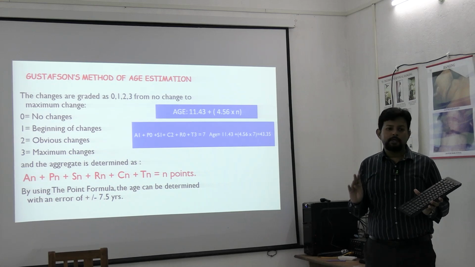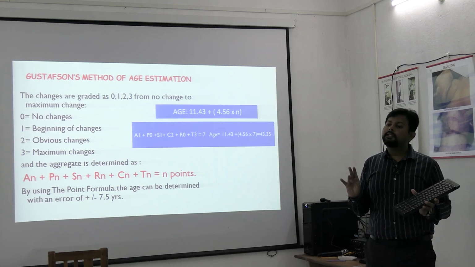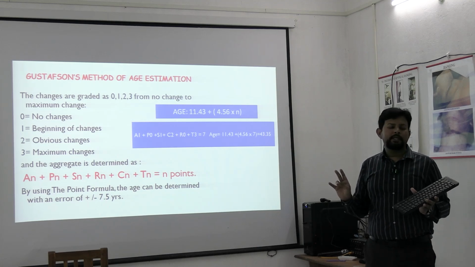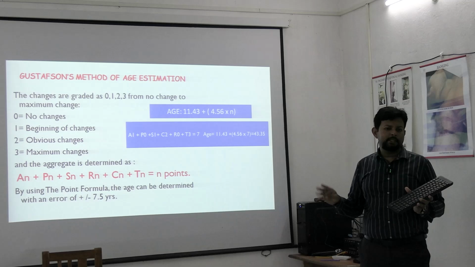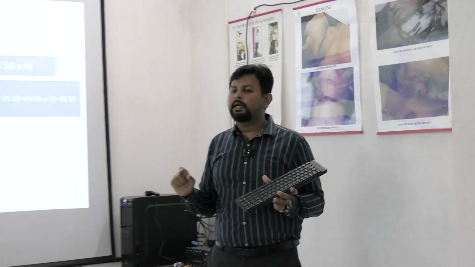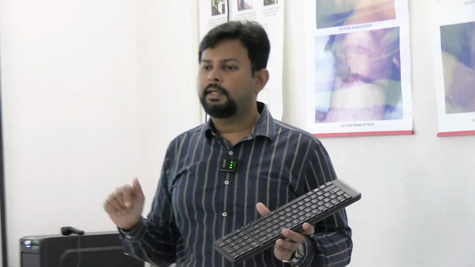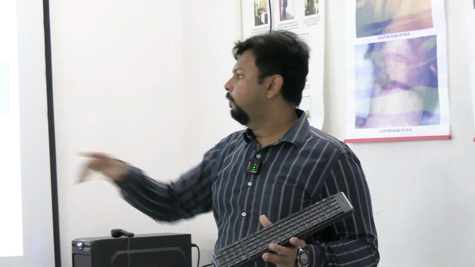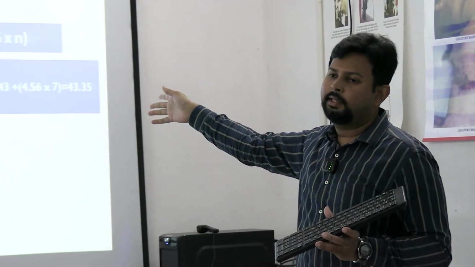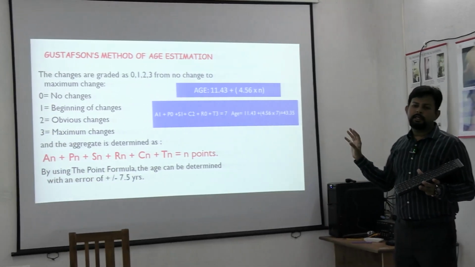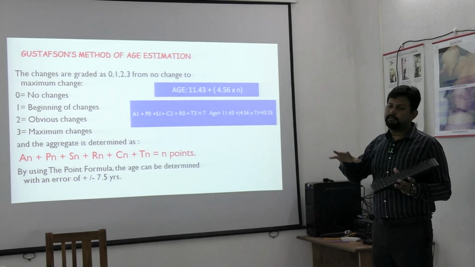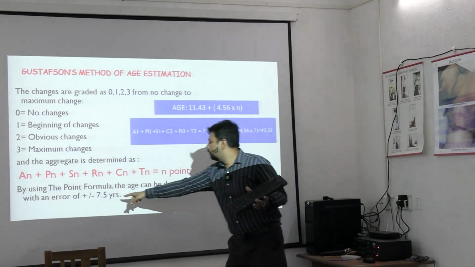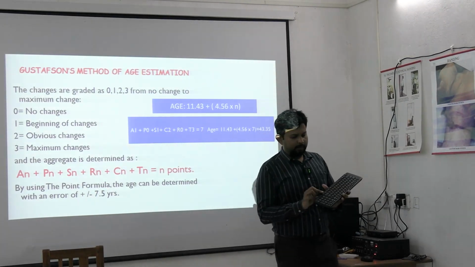Among them, the most important criterion is translucency. That is a very important question. In multiple MCQs everywhere, there will be a question asking which is the most important among them. You should answer translucency, because it gives the best value and is easier also. From these we get values, put them in the formula, and get an estimated age that will vary by plus or minus 7.5 years. Fine, error will be there.